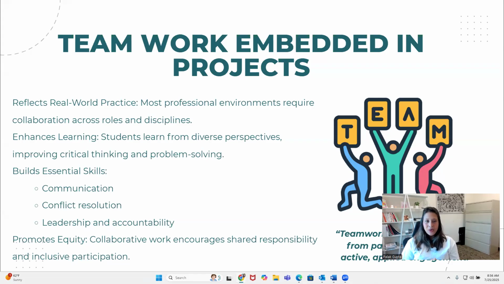I love this quote on the slide, that teamwork transforms learning from passive absorption to active applied engagement. I feel like when students collaborate, they transition from merely absorbing information to actively applying it, making the learning experience more dynamic and meaningful. And in a lot of the evaluations which I've received from my course, people have appreciated the teamwork, especially in this course. And I'll share that later on in the slides.